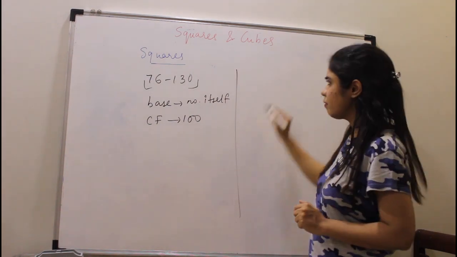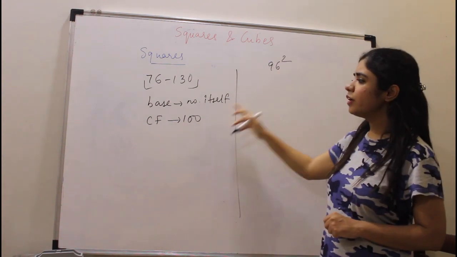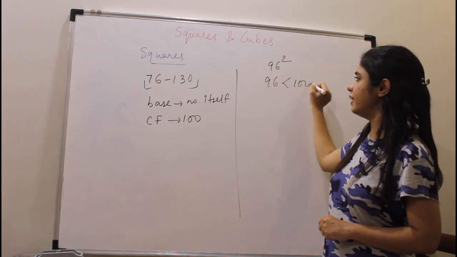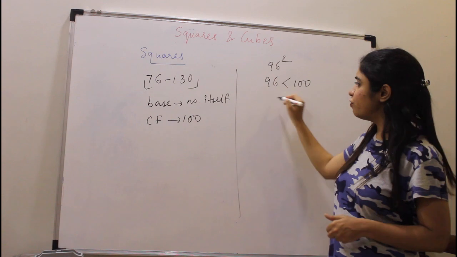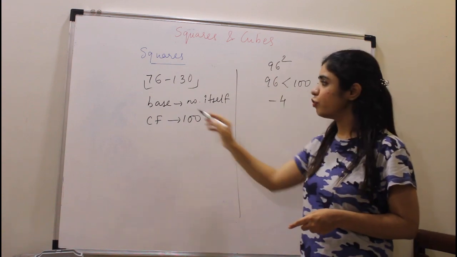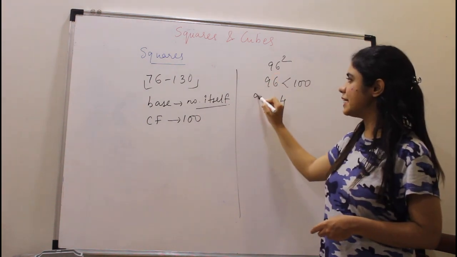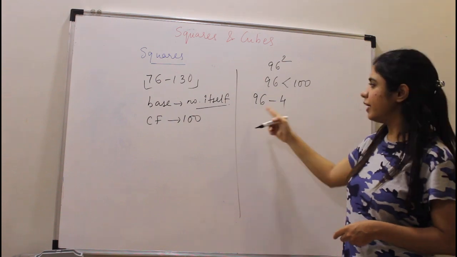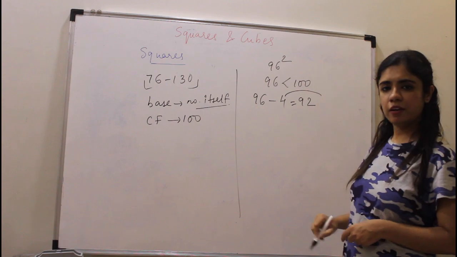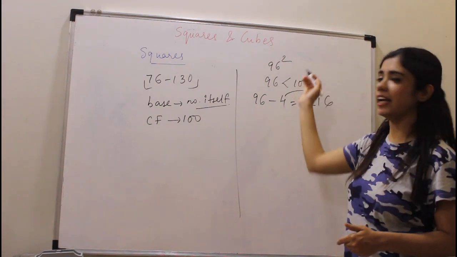Let's understand. Suppose if I ask you what is 96 square, you're going to compare every number with 100. So 96 is less than 100. कितना less है? 4 less है. So you're going to subtract 4. But you're going to subtract 4 from the base, but the base is the number itself. So my number is 96. ठीक है? 96 minus 4 will give you 92. What is 4 square? 4 square is 16. So 9216 is your 96 square.